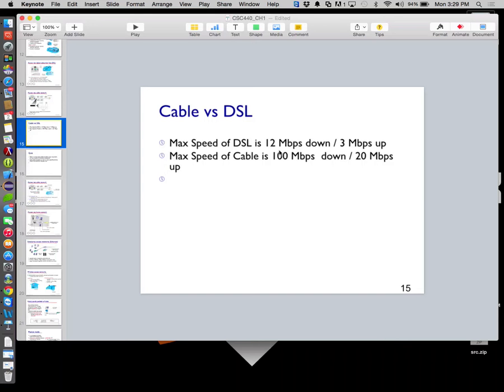How many of you in here have DSL at home? Nobody? Zero people have DSL in here? Cable? Dial-up? Satellite? So those of you who didn't raise your hand on cable, what do you have?